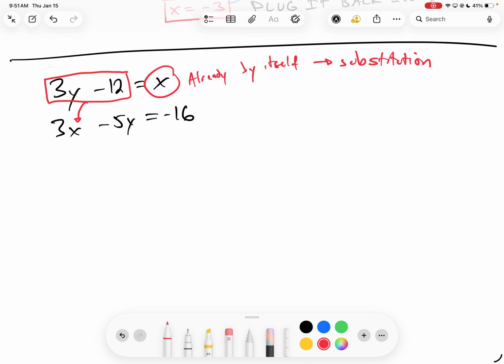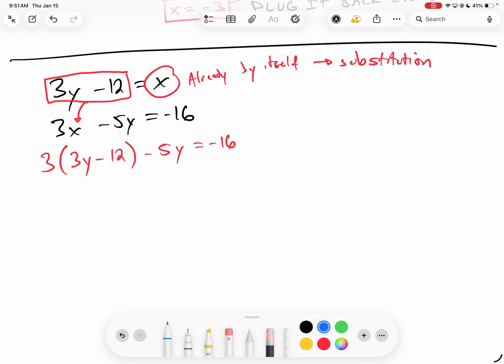Okay, so I rewrite the second equation. Instead of writing x, I'm going to write what x is equal to, and it's equal to 3y minus 12, minus 5y equals negative 16. Now, I did this problem mostly to show you that it doesn't matter if the x is equal to something, or the x is by itself, or the y is by itself. You still can just substitute it in. When we move to the next thing, it's the same thing. You just choose whichever one's easier to solve for first.